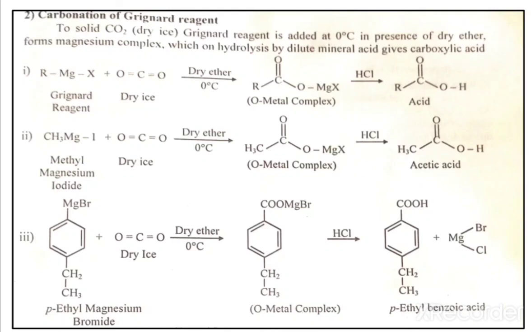And second, we discussed carbonation of Grignard reagent. For carbonation of Grignard reagent, the first step is that the Grignard reagent, RMgX, is added in the presence of dry ice, and we first get a magnesium complex. Then this magnesium complex undergoes hydrolysis, and we get the carboxylic acid. This is a simple step to remember this preparation of carboxylic acid.